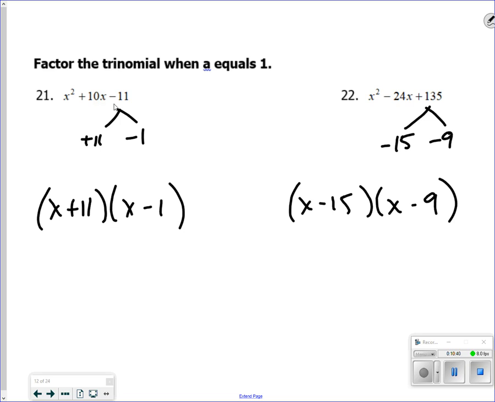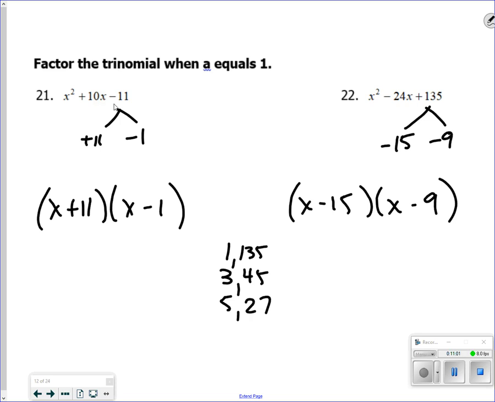And let's say I didn't know that. Let's say, you know what, I didn't know that 15 times 9 was 135. Well, here's what I recommend. Start with 1. Divide by 2. Divide by 3. 3 goes into that 45 times. Divide by 4. Divide by 5.